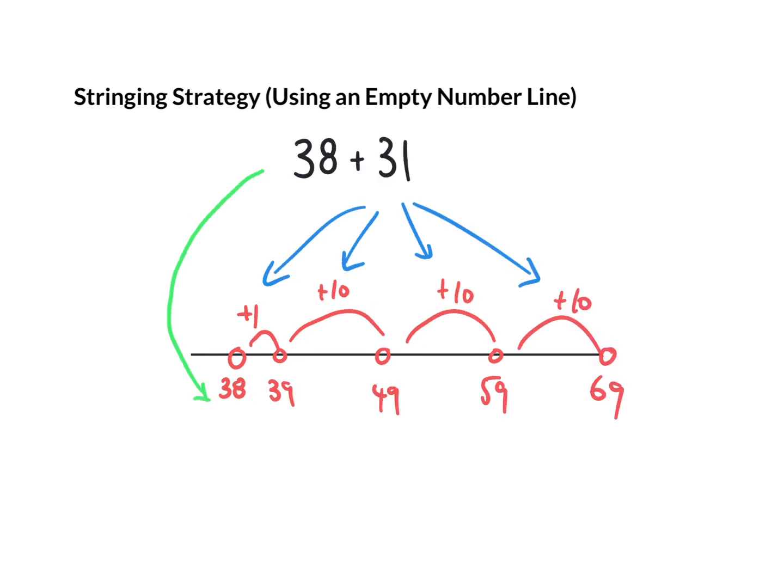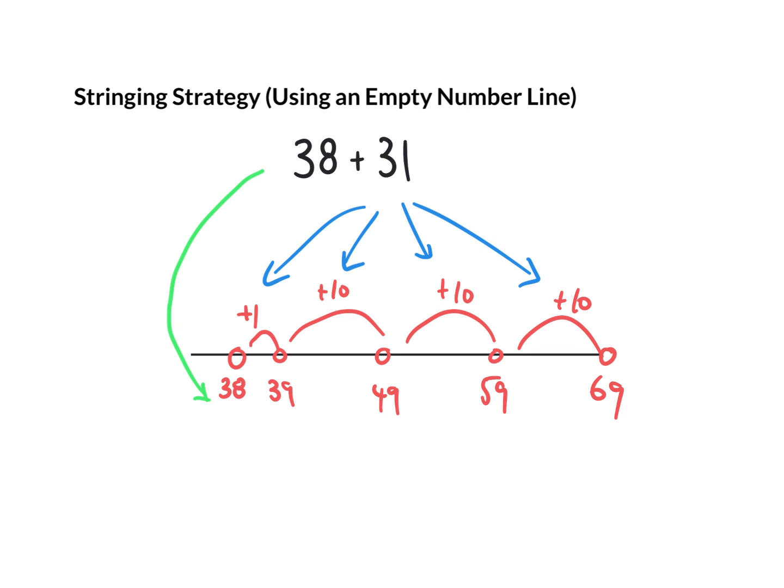Let's look at my last example. 38 plus 31. So I start with my larger number, 38. I can break 31 into 3 tens and 1. So I start at 38 and I add one more, I get 39. I then know if I add 10 repeatedly, I can get to 69. So 38 plus 1 is 39. 39 plus 10 is 49. Plus 10 is 59. Plus 10 is 69. Therefore, 38 plus 31 is 69.